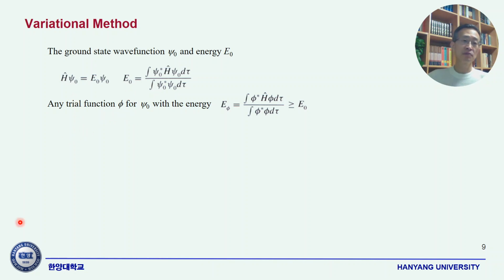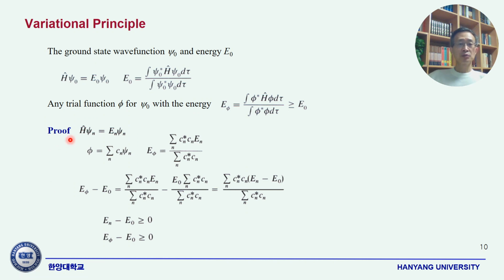Okay, there is a proof. You can prove this. This is the regular Schrödinger equation for energy, where psi n are the eigenfunctions of this Schrödinger equation with energy En. So you can expand your trial function in the basis of psi n, which is the sum over n of Cn psi n. As a linear combination of psi n, you get phi.